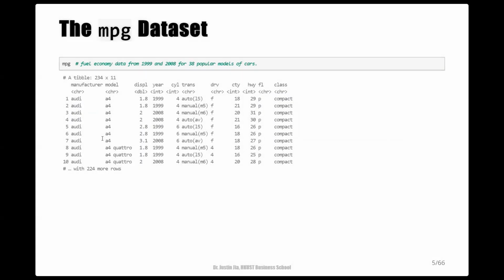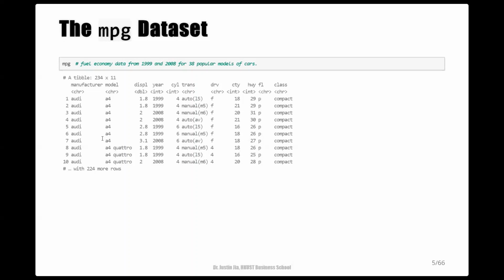The starting point for creating a plot is a set of data to visualize. The ggplot2 library comes with a dataset called MPG, short for miles per gallon, which contains fuel economy data for 38 popular models of cars. In fact, this dataset suggests many interesting questions.